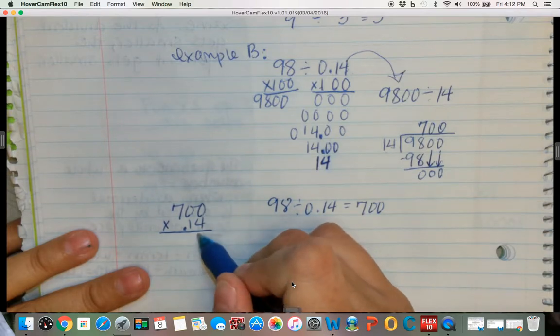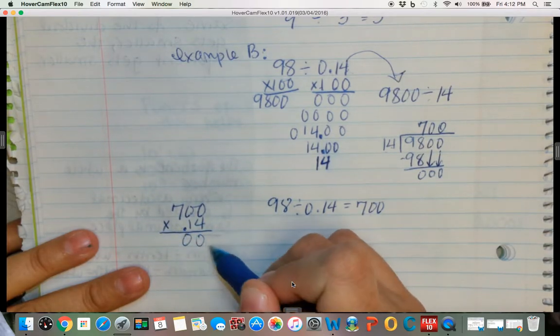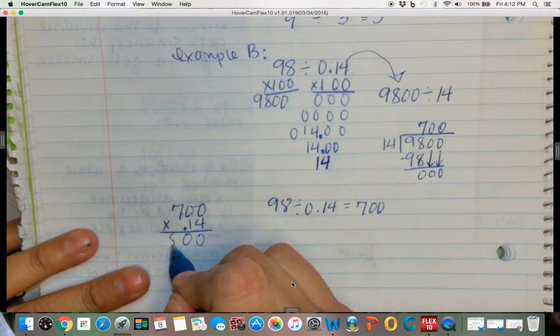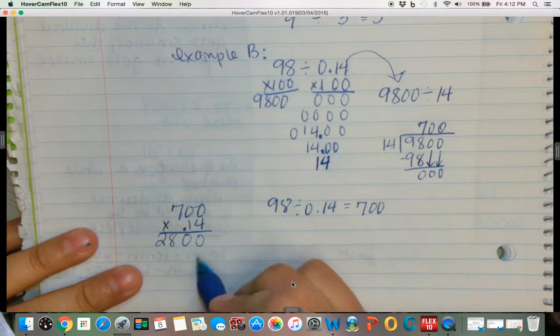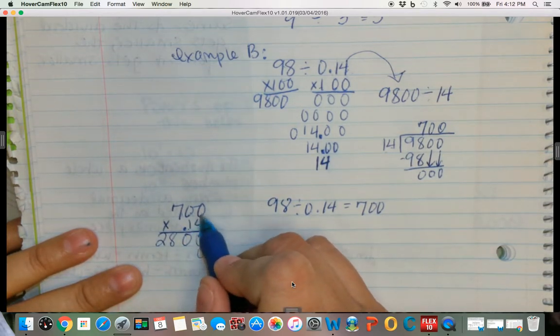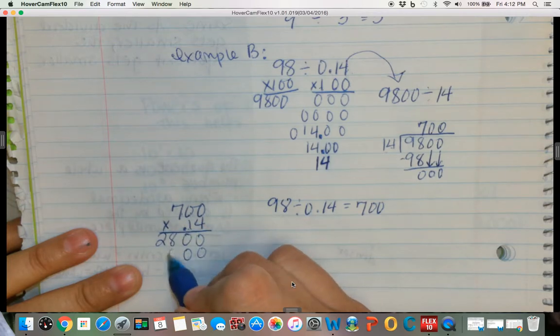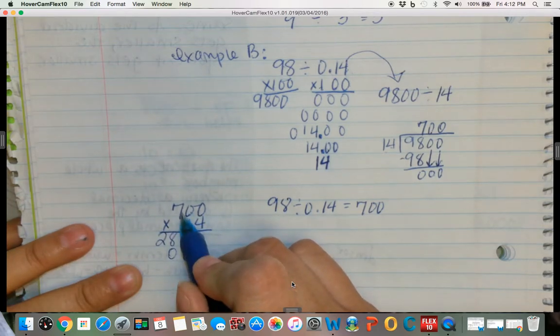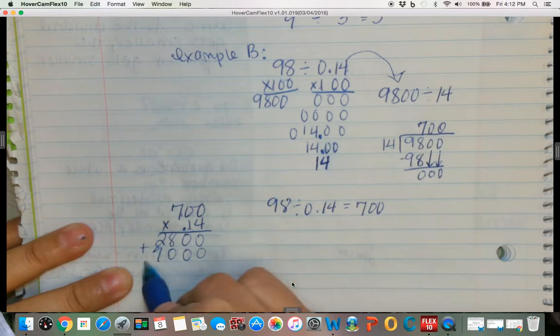So 4 times 0 is 0. 4 times 0 is 0. 4 times 7 is 28. I have a placeholder. 1 times 0, 0. 1 times 0, 0. 1 times 7, 7.